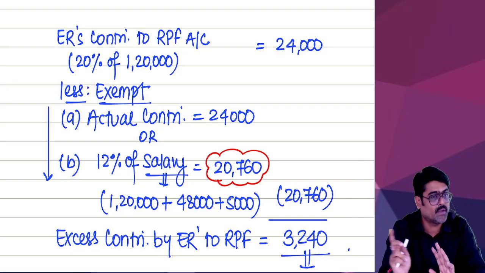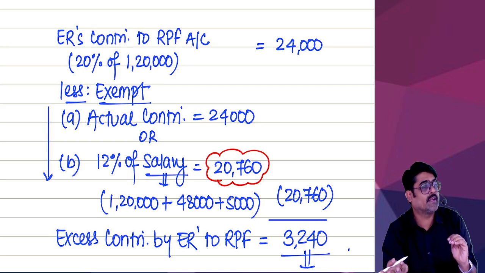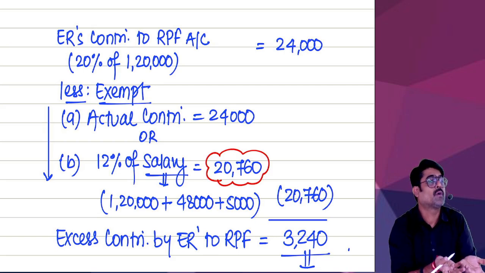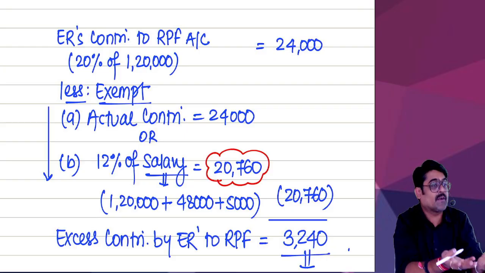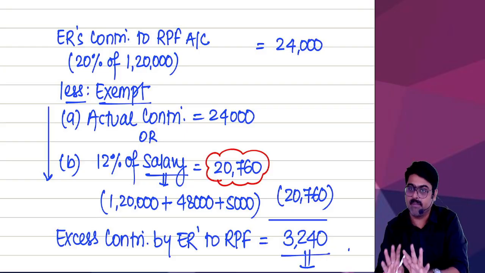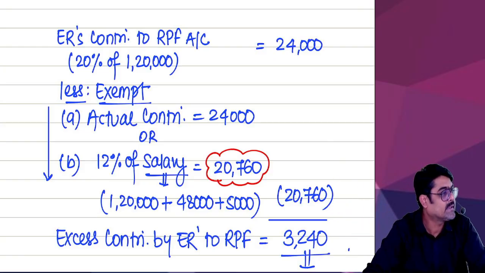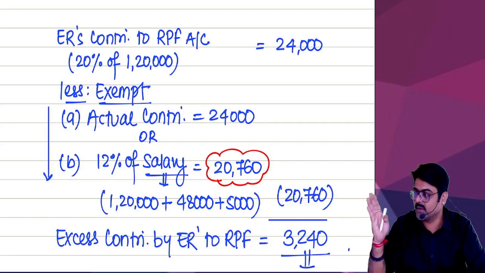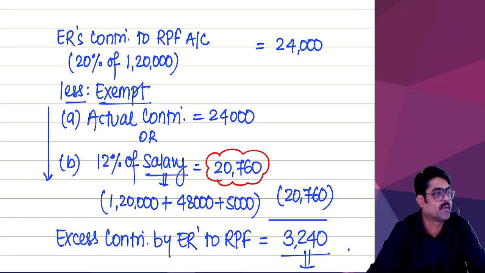Will you be able to do it? Actual contribution or 12%, whichever is lower. So if contribution is lower, full contribution will be exempt, nothing will be taxable. If 12% is lower, then 12% will be exempt and the excess contribution will arise. That excess contribution will be taxable. Understood? So this calculation you are going to do in the first column and 3,240 you are going to write down in the outer column. Done sir? Should I move ahead?